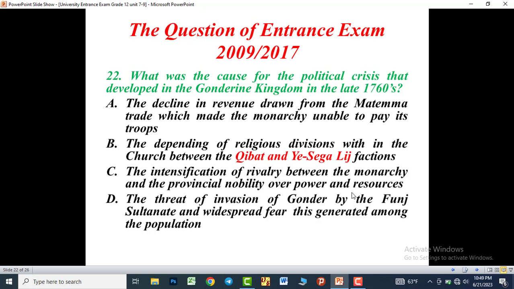Many factors were responsible for the political crisis in the Christian Highland Kingdom. Some of these were the War of Ahmad Gragn, which had a long-lasting effect in the kingdom. In addition, another responsible factor for the political crisis in the Christian Highland Kingdom was the establishment of Gondar as a permanent capital, which also eroded the traditional power and authorities of the monarch, which consequently led regional lords to build up their power, which threatened the traditional authorities of the monarch. Based on this explanation, the answer is C.